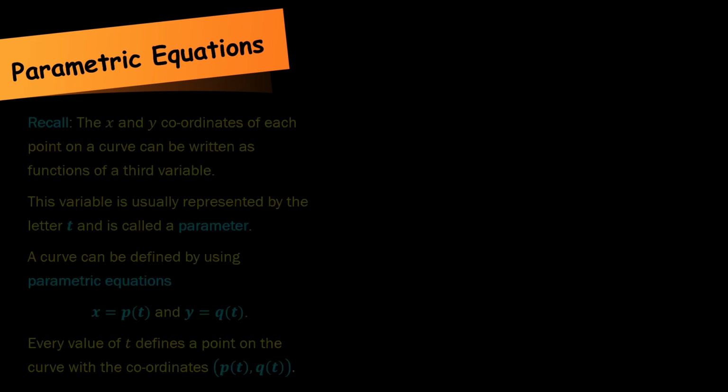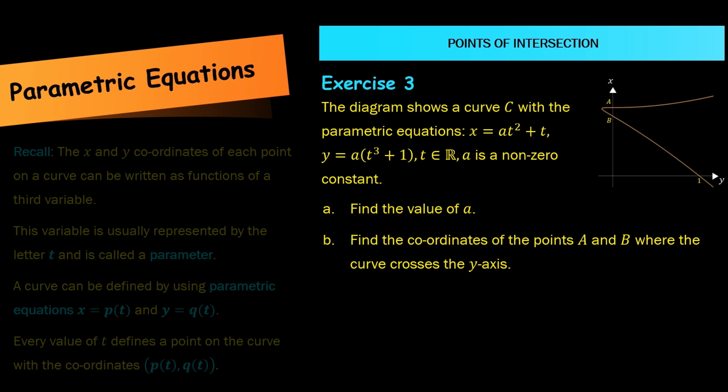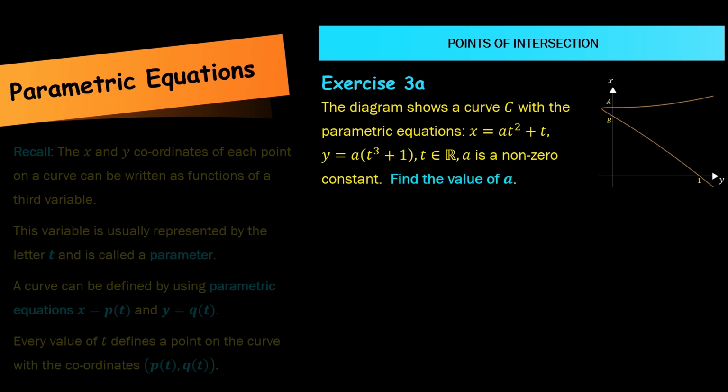Here's the next exercise. Let's take a look at part A first. The diagram on your screen shows a curve C with the parametric equations x equals at squared plus t and y equals a times t cubed plus 1, where t is a real number and a is a non-zero constant. We are required to find the value of a. So let's solve this.